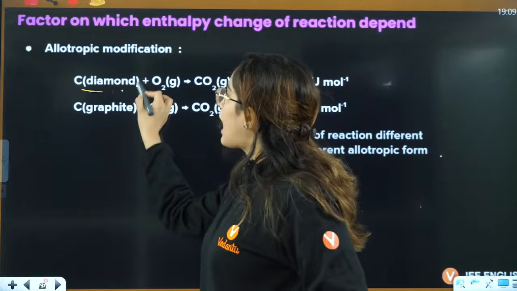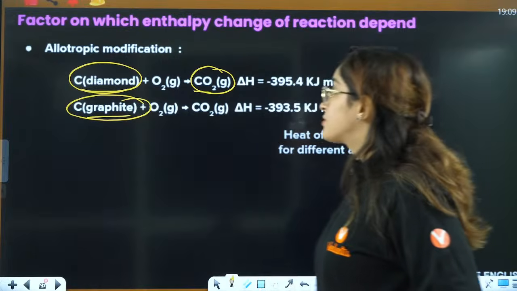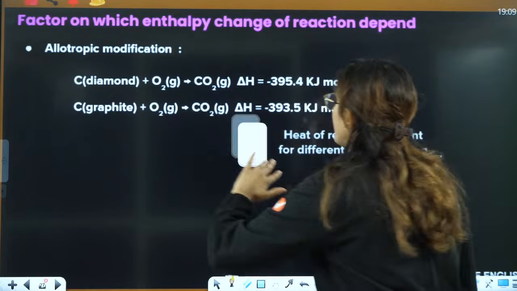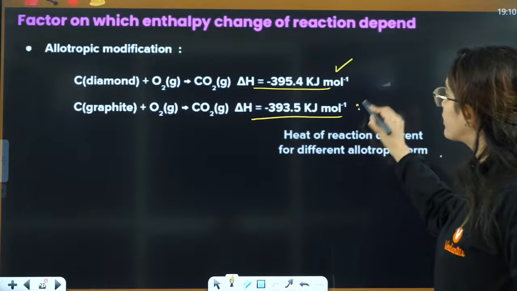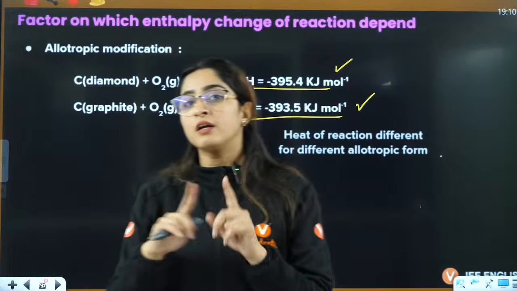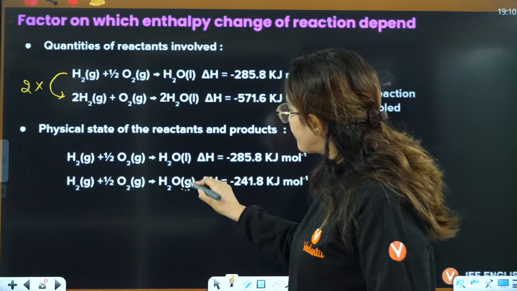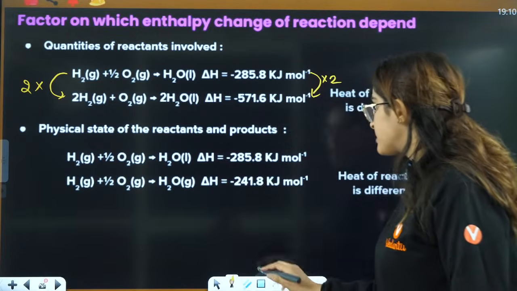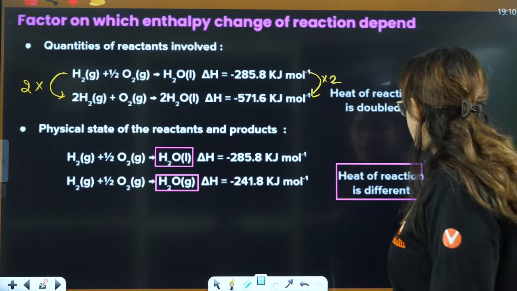from carbon graphite you are forming carbon dioxide. This is from carbon diamond, this is from carbon graphite. Now the heat of this particular reaction is also different. So even if you're using the same element but in a different allotropic form, or if you're making a different phase, this is liquid, this is gas, even then delta H is different.